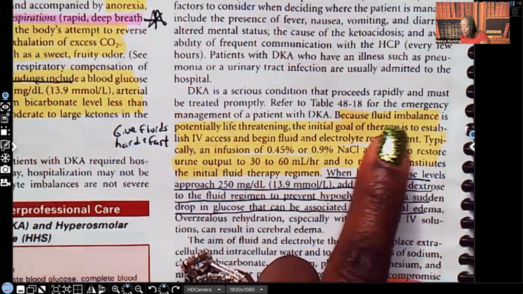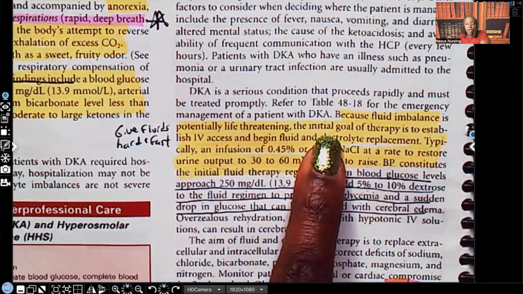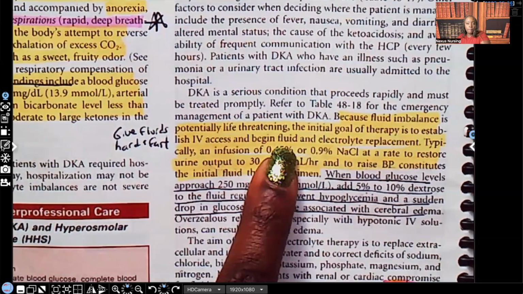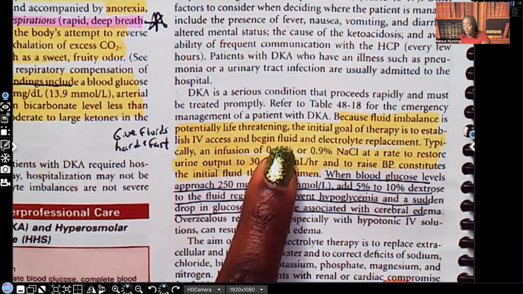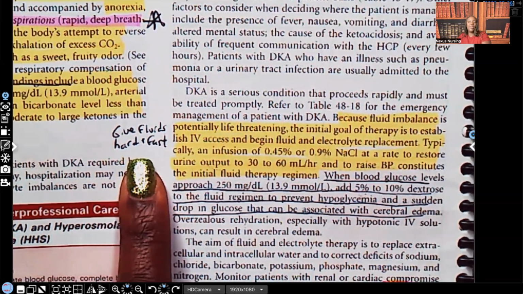Because fluid imbalance is potentially life-threatening, the primary goal of therapy is to establish IV access and begin fluid and electrolyte replacement. That is going to be a priority for you, because once those kidneys and the other organs start shutting down, that patient's in trouble. So we need to get fluids in them, and we're giving fluids hard and we're giving fluids fast. We're kind of treating them like a burn patient. Just like those burn patients go through severe dehydration, we need to get fluids in them hard and fast. Same thing with DKA. Okay?